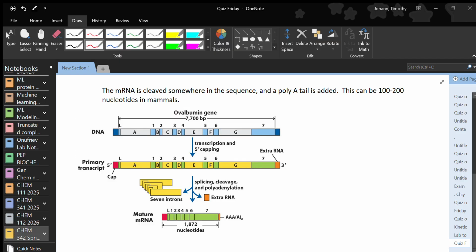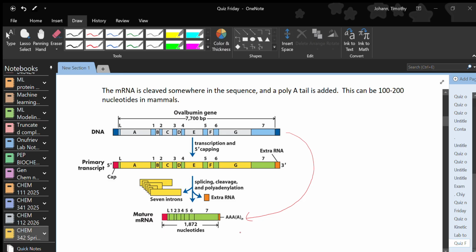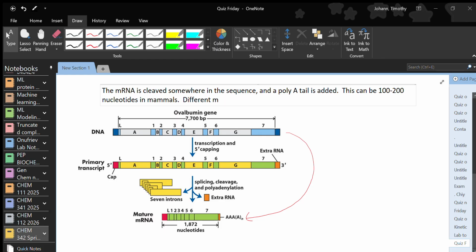What I want you to focus on from this figure that has a lot going on is we're going from here to here where we have the poly A tail. But that cut could happen elsewhere, and we'll see that. So you can get different mRNA transcripts from the same gene based on where that poly A tail cut happens. I'm going to say mature mRNAs.